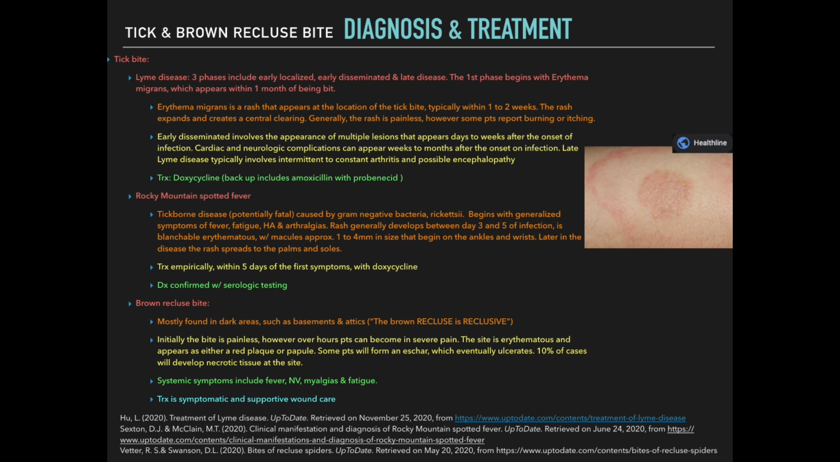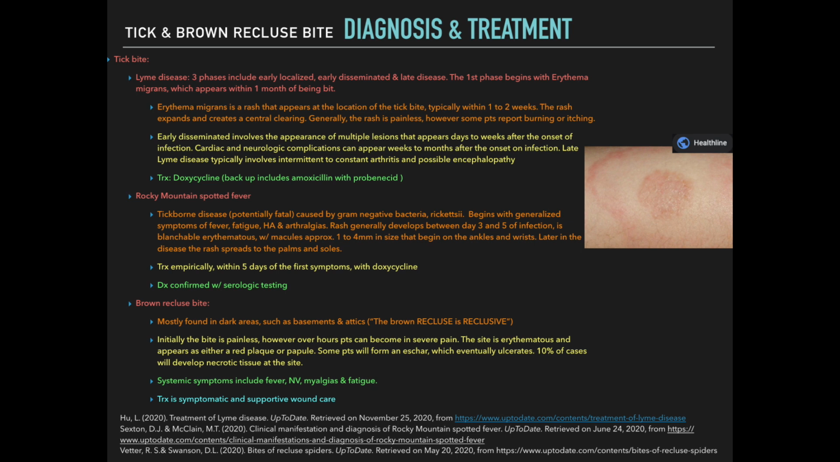Lyme disease is broken into 3 phases, and generally that first phase has something called the erythema migrans, which is the picture you see here on the right-hand side, and that is the rash that develops at the bite site. This is a great opportunity for us to pick up on this and stop this disease in its tracks, because it can definitely go on to cause a lot of havoc for the person. Treatment is going to be doxycycline, and there is a backup included there for you.